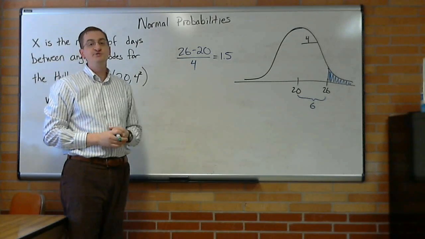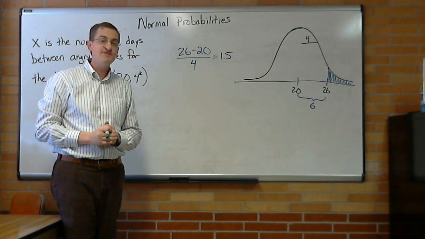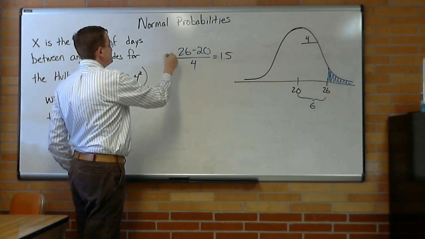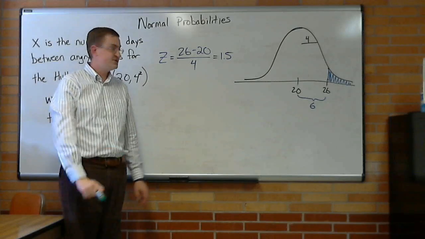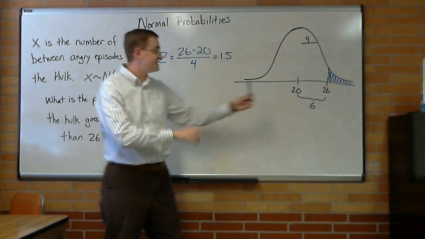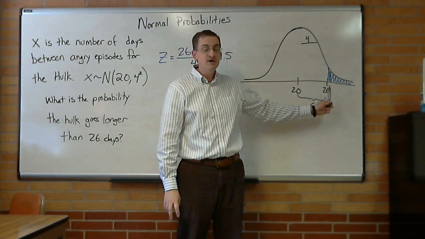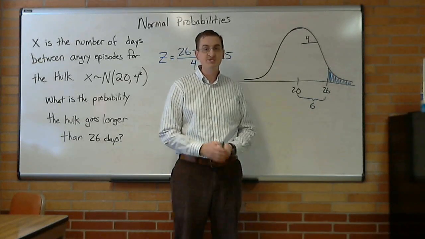This calculation we're going to do so much, we're going to give it a very short name. Its name is Z. That is the z-score equation. And this is a z-score. Z-score says, how many standard deviations away am I? Well, I'm 1.5 standard deviations up there.